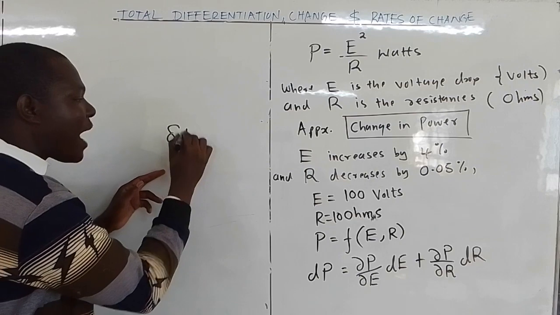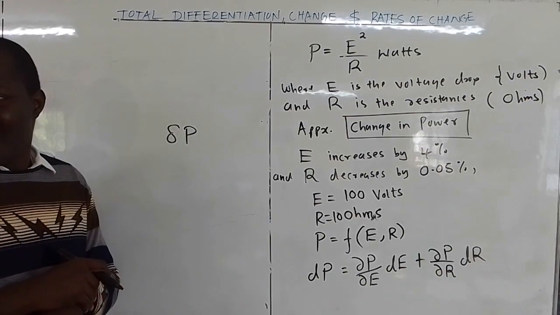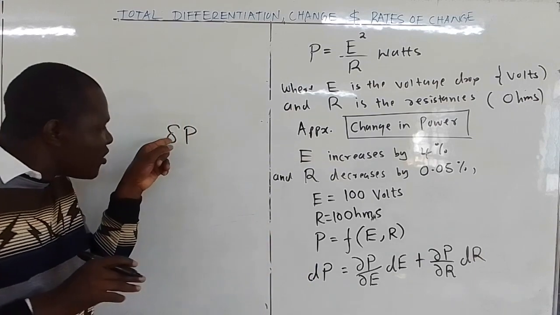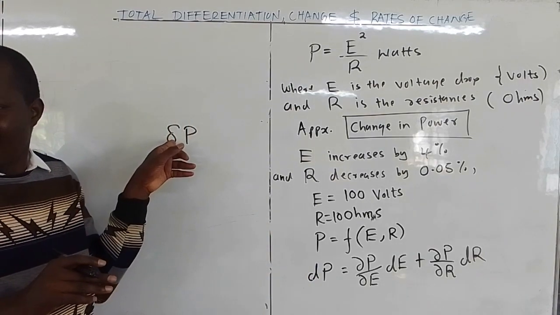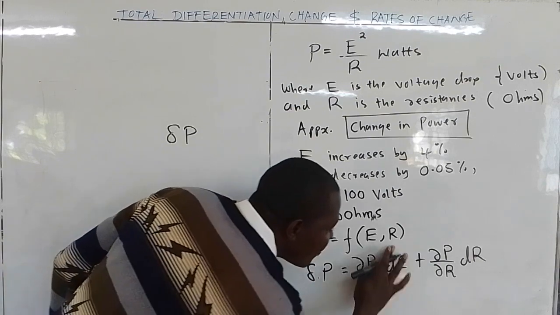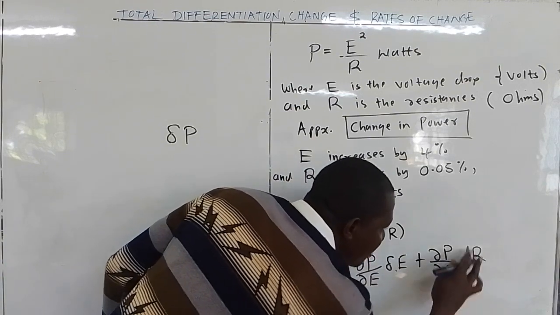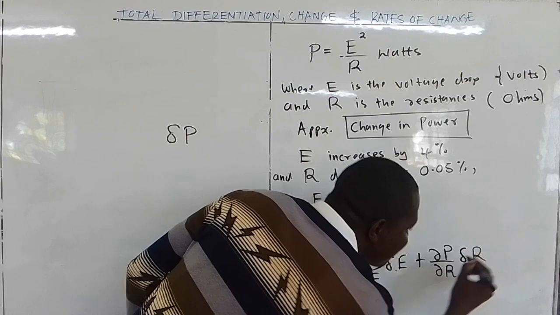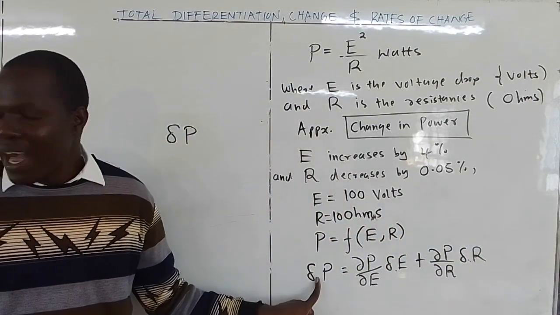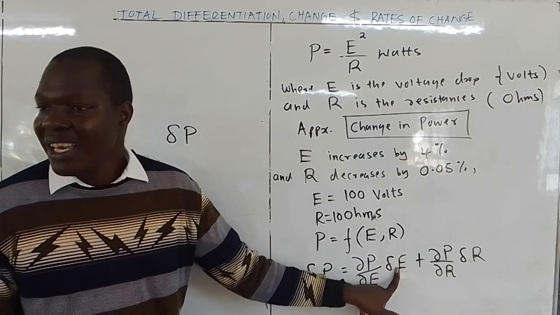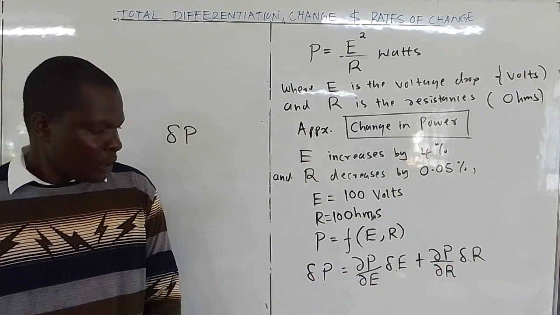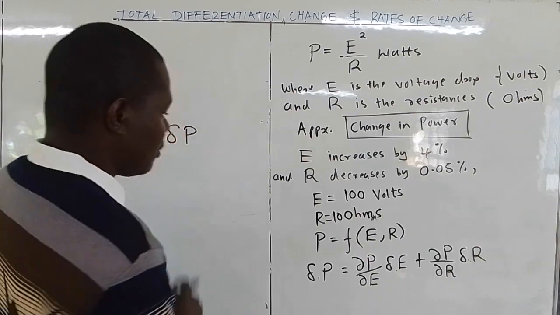So change in power is that, isn't it? So change in power, but here we have dp. So where is this d? We substitute with this d. Are we together? Anywhere you see this d, you substitute it with the d for change. So from here you can see this is the change in power, this is the change in E, this is the change in R. Are we together? Yes. Good.